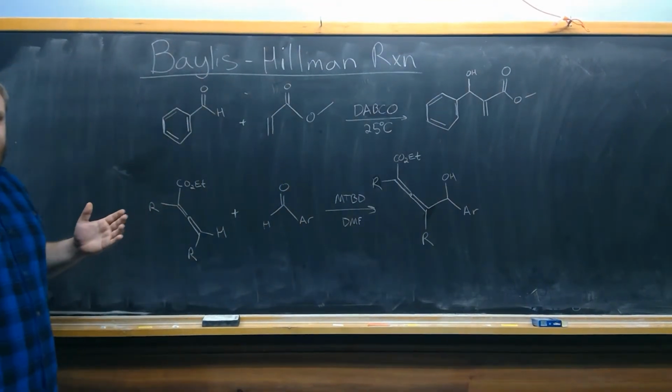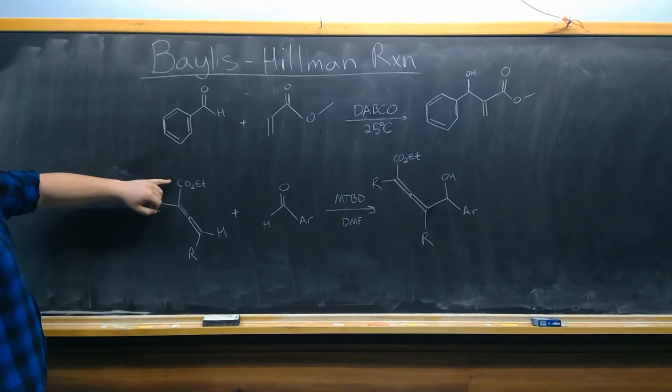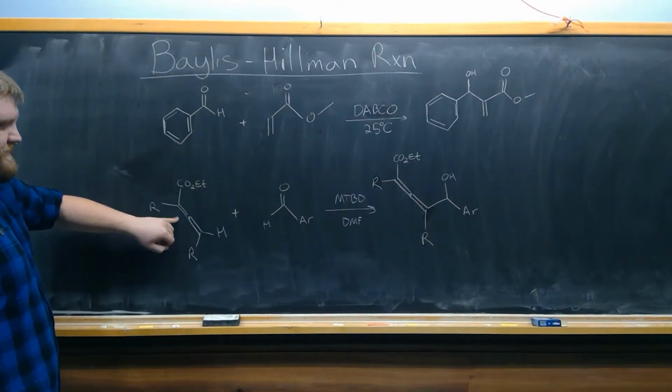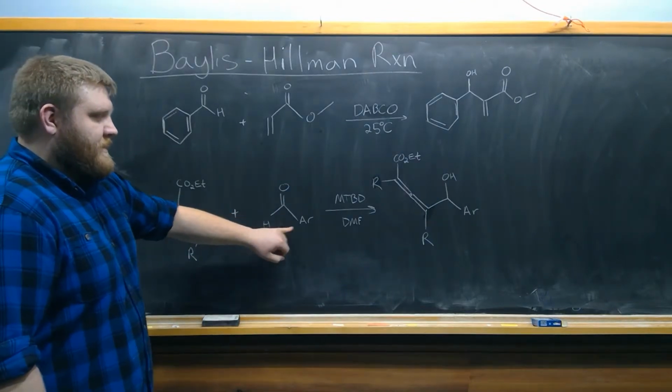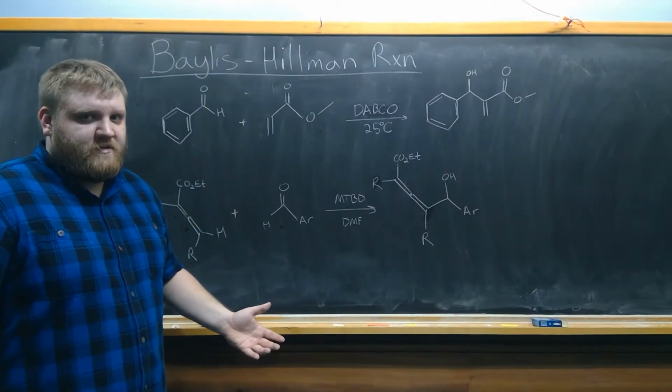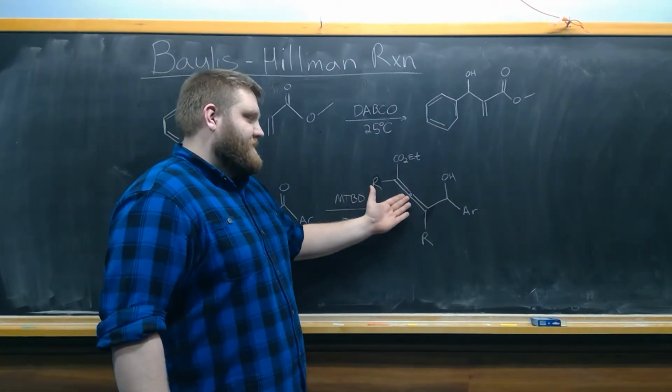A little bit more interesting of a literature example is this second one, which we have our activated alkene, but it's 2 double bonds in a row, with our normal aldehyde. MTBD is just another hindered tertiary amine. And we get this product where it adds to the end of the second.